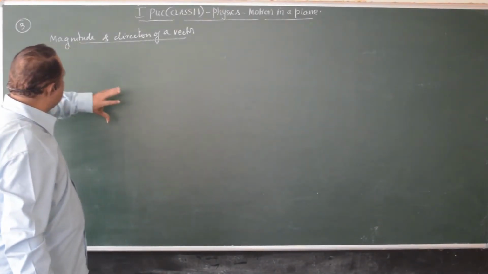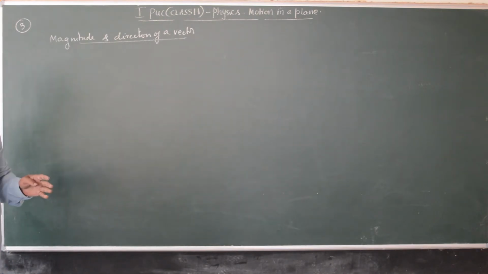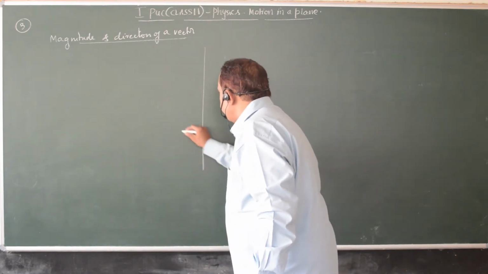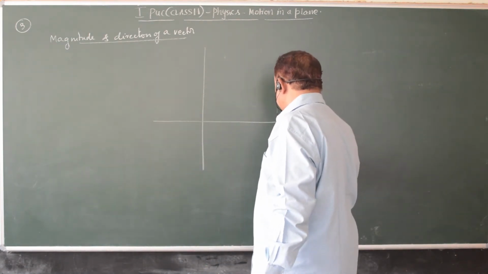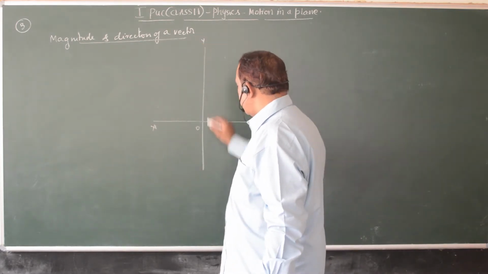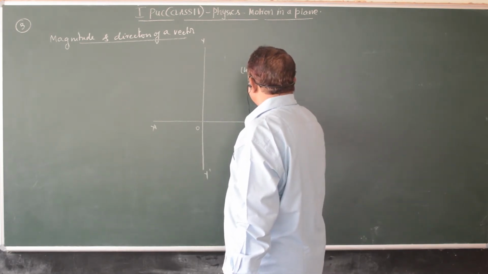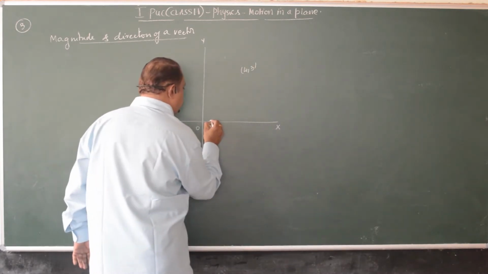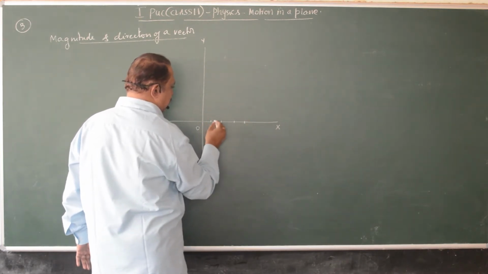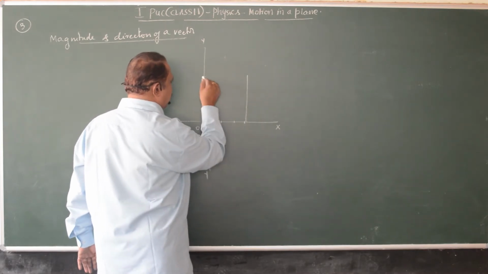Now let's understand some more points about magnitude and direction of a vector, because you know that a vector is a quantity which has both magnitude and direction. Now let me take a two-dimensional coordinate system and say a point (4, 3). To locate this point, 4 units have to be covered on the x-axis and 3 units on the y-axis, and we get (4, 3).